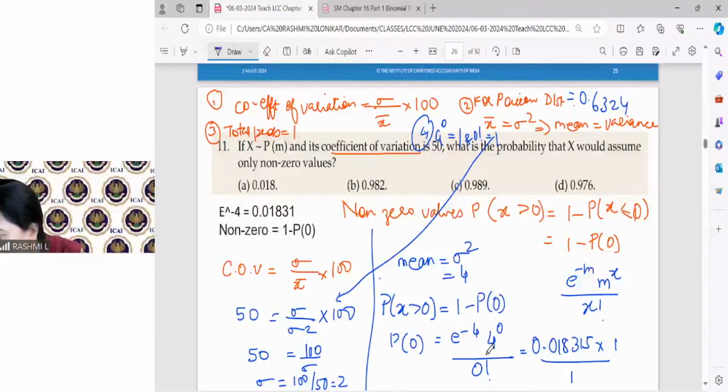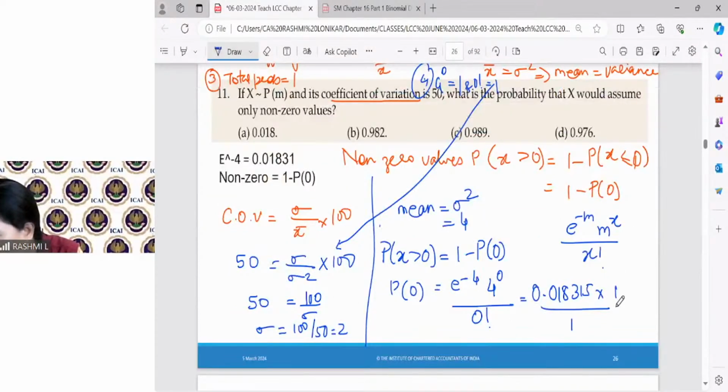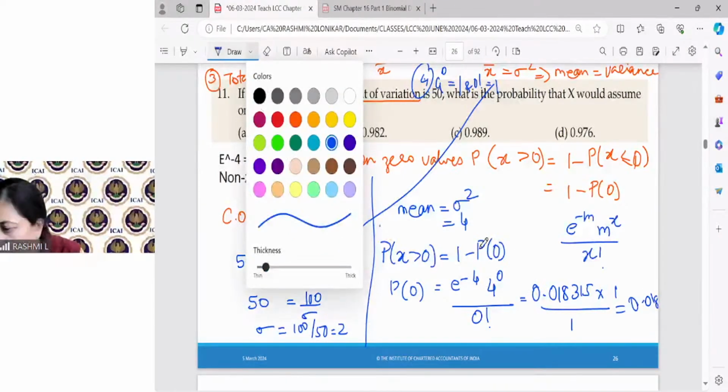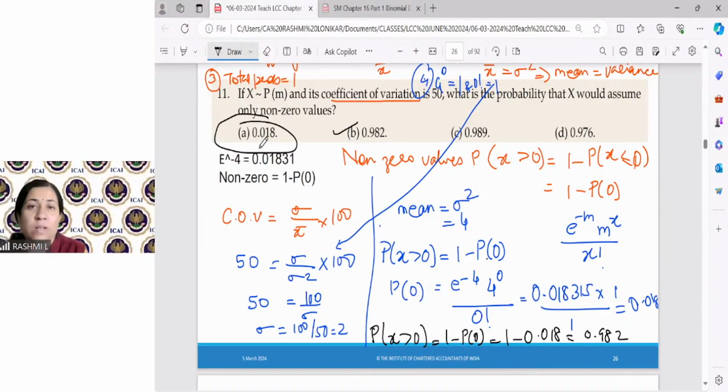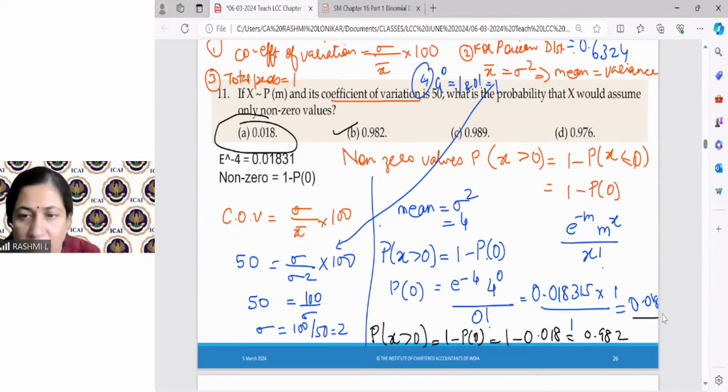So what am I getting? This is equal to 0.018. Our final answer is what? P of x greater than 0 is equal to 1 minus P of 0, which is equal to 1 minus 0.018, which is equal to 0.982. Okay, can you appreciate that this is the correct answer? They have purposefully put 0.018 as the first choice because I find P0, I get this answer. Arre, answer aa gaya, but no, we also have to do 1 minus. Okay, so you have to do it carefully.